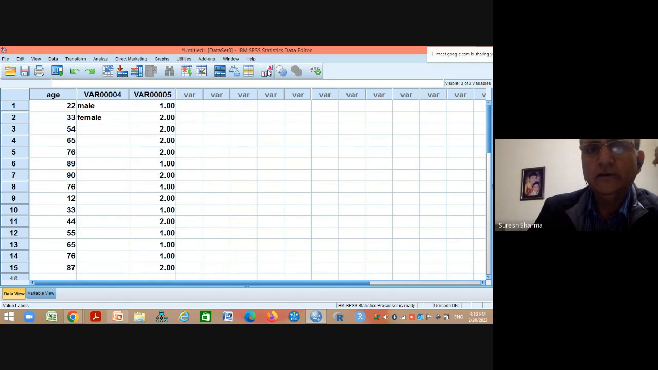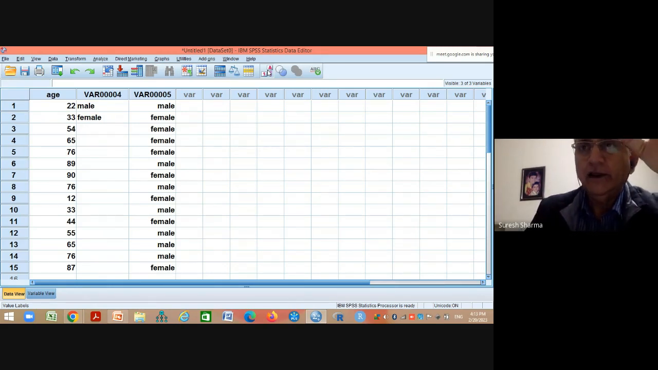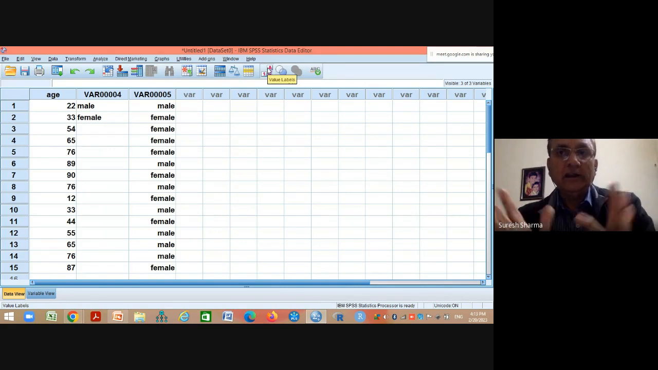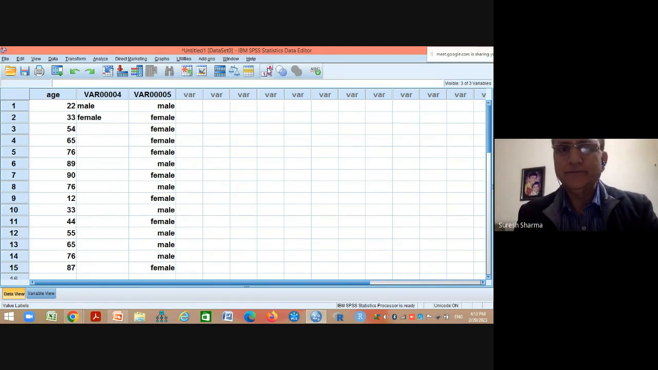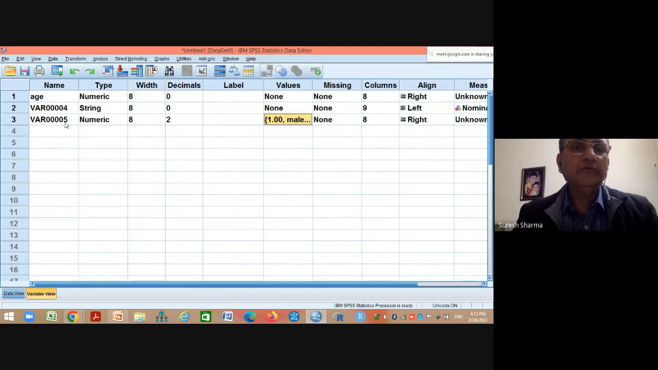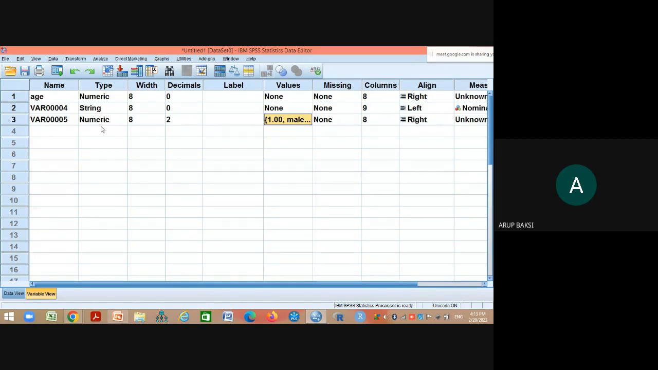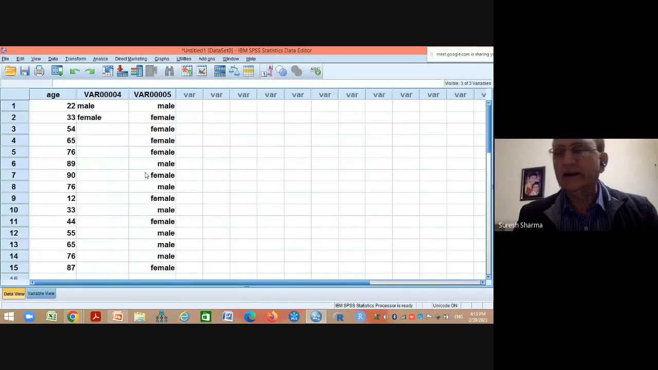Now, actually, it has taken your data as numeric. But once you assign labels, your data looks like a string variable. String variable means it's an alphanumeric type of variable. But actually, your data is numeric because you have written only one and two. So you can see from here, your variable number five is numeric. Now, coming back to the data view.